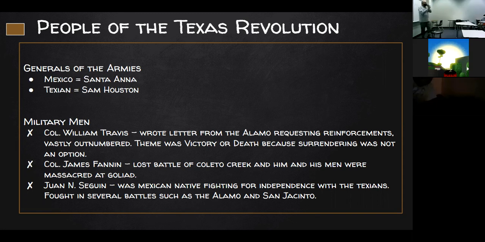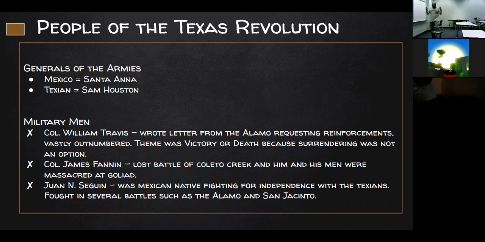So if you guys aren't getting this, on my little handout, there were 6 people that I need you guys to know about. We already covered George Childress. I'm covering the other 2, Santa Anna and Sam Houston. So now I've covered 3 people. Here's the other 3 people. William Travis, James Fannin, Juan Seguin. All right, so here's how it works.